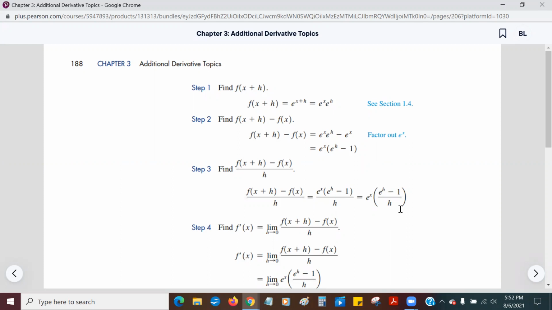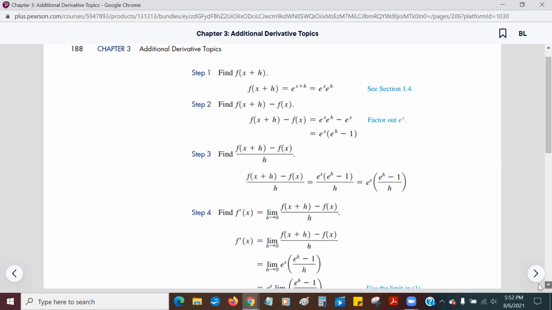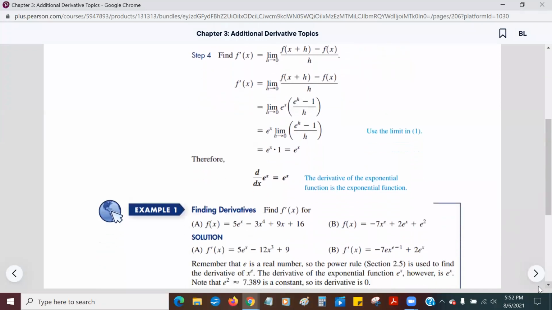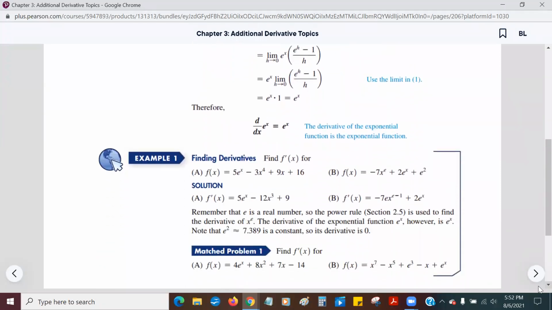Then for the derivative, I'm going to take the limit, but the limit we already were given. Again, I didn't prove it, but the limit of this whole sucker is equal to 1. So the derivative just winds up being e to the x itself. So the derivative of e to the x is e to the x, which is pretty amazing. And which is kind of awesome that it is itself.